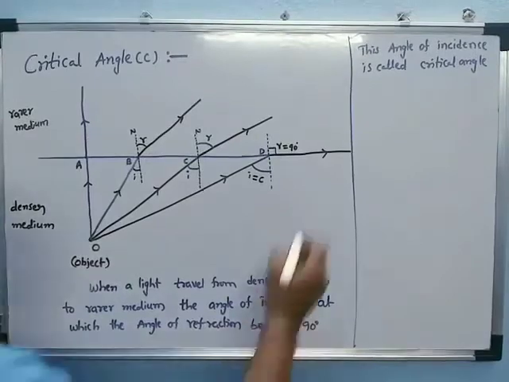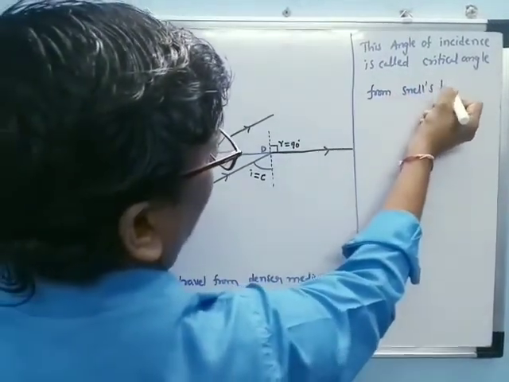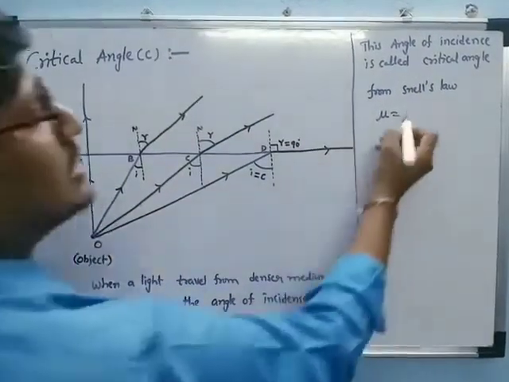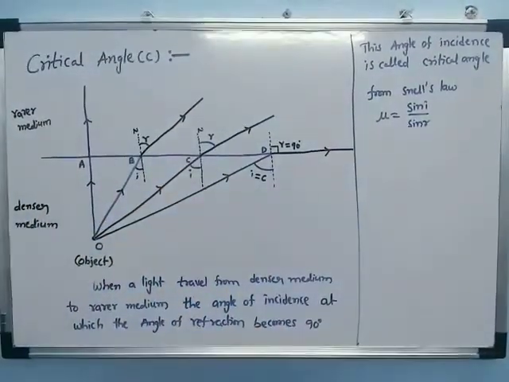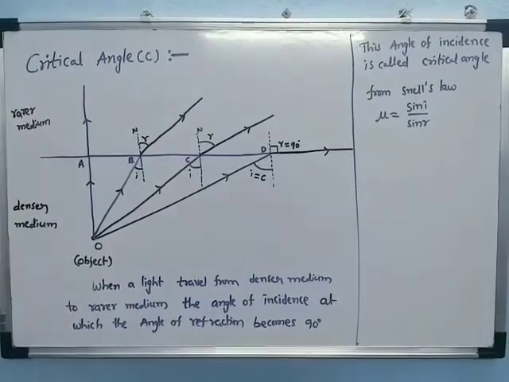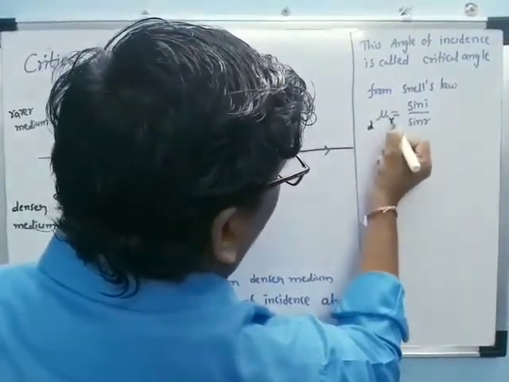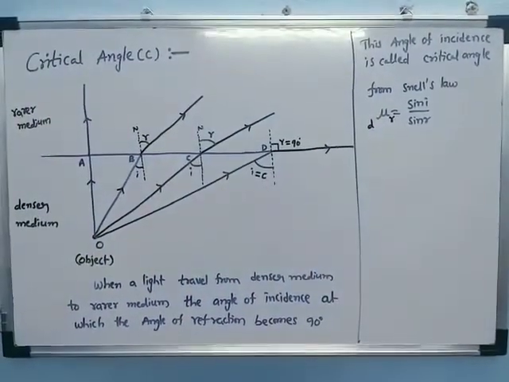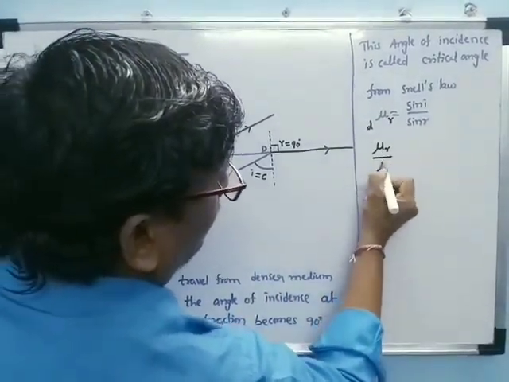Now from Snell's law, the refractive index mu is equal to sin i by sin r. But here the refractive index involves two mediums, one the denser medium and the other the rarer medium. Now we can write the refractive index of the rarer medium with respect to the denser medium as mu r by mu d.